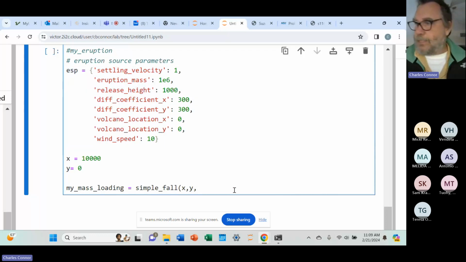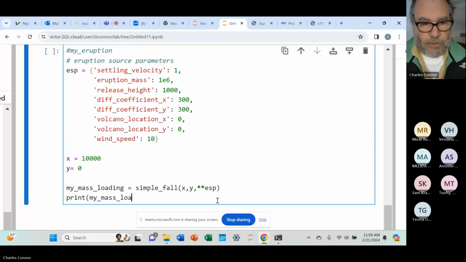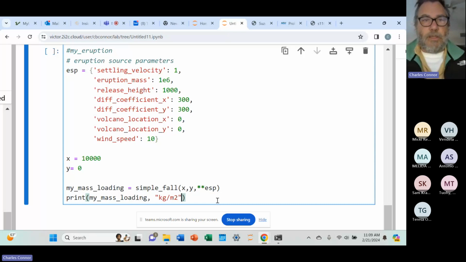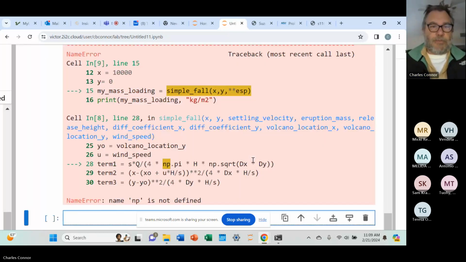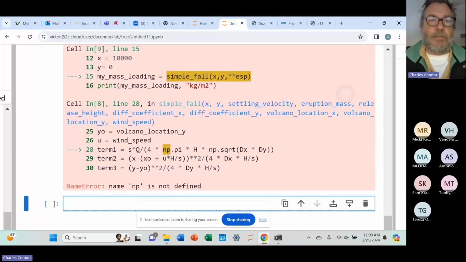Okay, and I'm going to do that by saying star star, which means I'm going to pass by reference ESP for my eruption source parameter. And then I'm just going to print the mass loading. Print my mass loading. And I guess I better say that's in kilograms per meter squared, right? Okay, so if I run this, I get an error. Oh, you guys see what I did wrong?